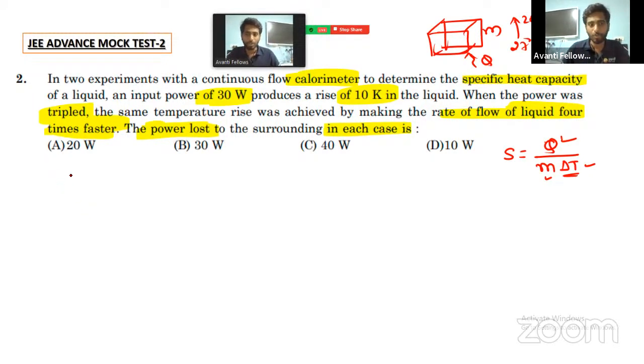Q is equal to S m delta T. Can I write like this? We can write like this, right?